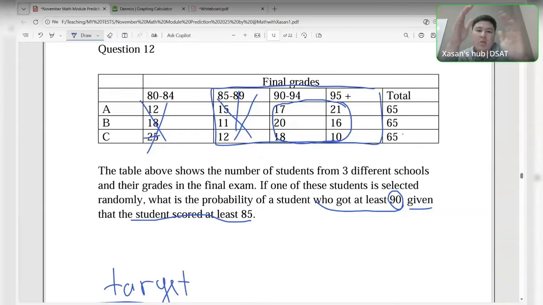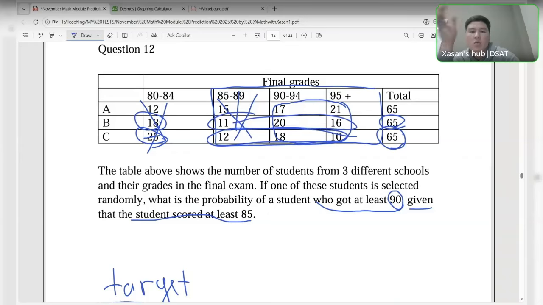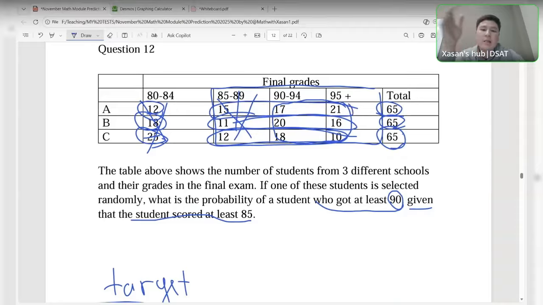The easy way to find it, 65 minus 25, so you can find the sum of these people, or 65 minus 18, so you can find the sum of these people here in school B. And the same, 65 minus 12, you can find the sum of these people. I'm not adding separately, I'm just doing the subtraction. That's all. Got it, thanks.